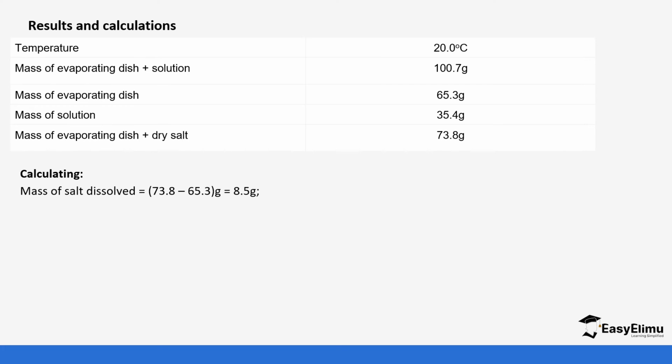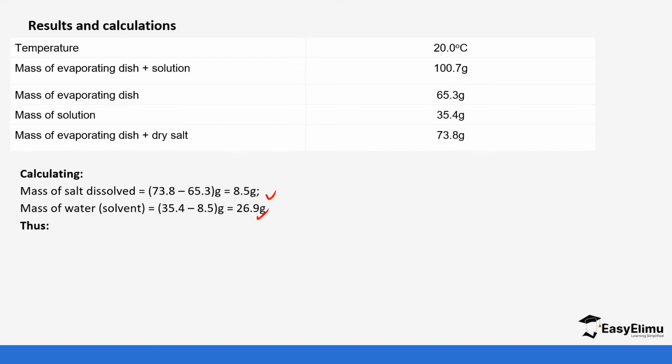So from this result, we can do a few calculations. First of all, we can determine the mass of the salt that dissolved. That means that you're going to take the mass of the evaporating dish and salt minus the mass of the evaporating dish. That way we are left with only salt. We're able to know how much salt was dissolved in the beginning, which is 8.5. And then after that, we can get the mass of the solvent, because we need the solute and the solvent. For the mass of the solvent, we take the mass of the solution minus the mass of the salt, so the rest is water. So the mass of the water is 26.9.